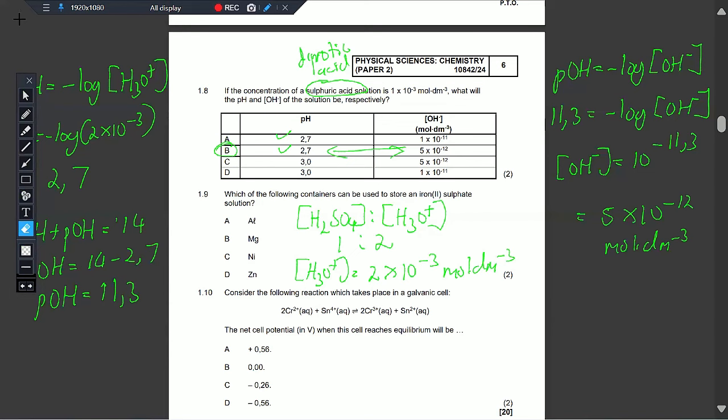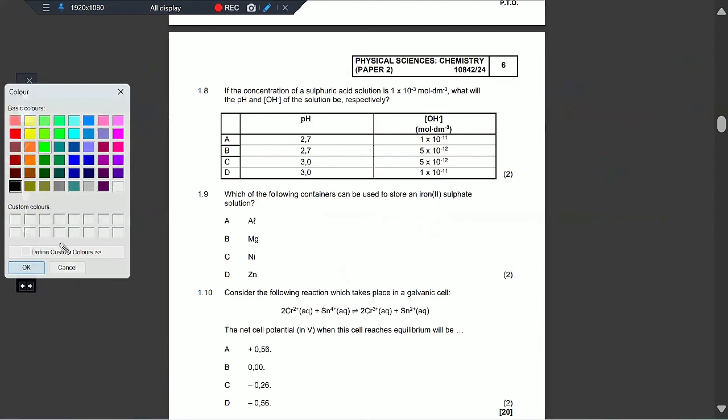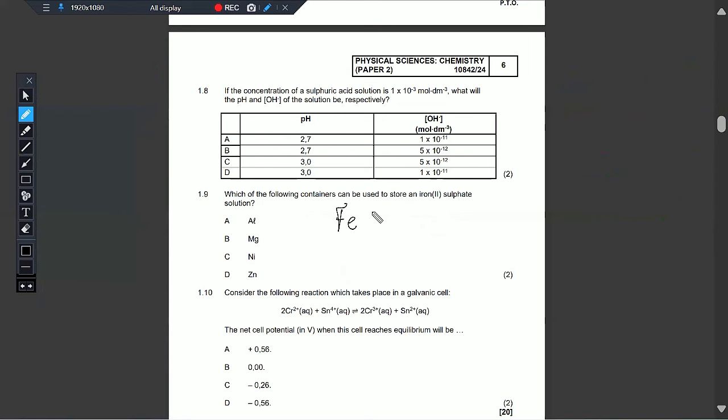Okay, then 1.9 says, which one of the following containers can be used to store an iron 2 sulfate solution? Now, first, an iron 2 sulfate solution is something like this, FeSO4. And then when it ionizes, it's Fe2 plus and then SO4 2 minus.